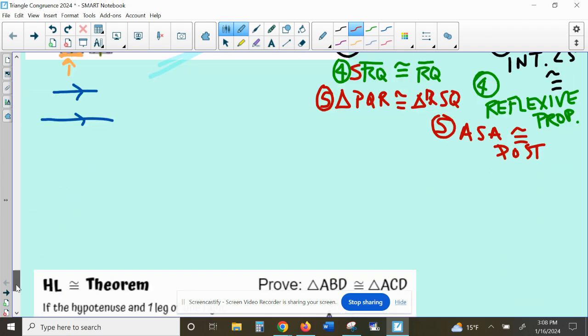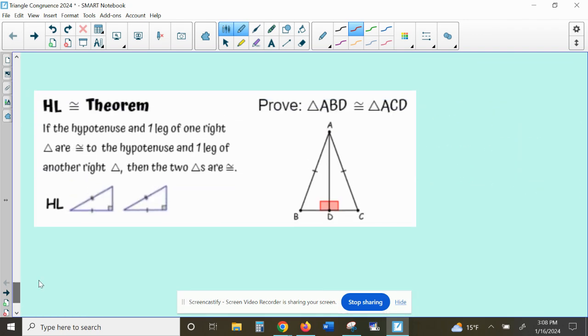Okay, last one. Okay, this is HL. So this is hypotenuse and leg. Now, if you have a right triangle, if this is my right angle down here, the side opposite is always called the hypotenuse. As quick review, this is my hypotenuse, and if you can't spell it, it's right there. These two are both legs. So this is a leg, and this is a leg.